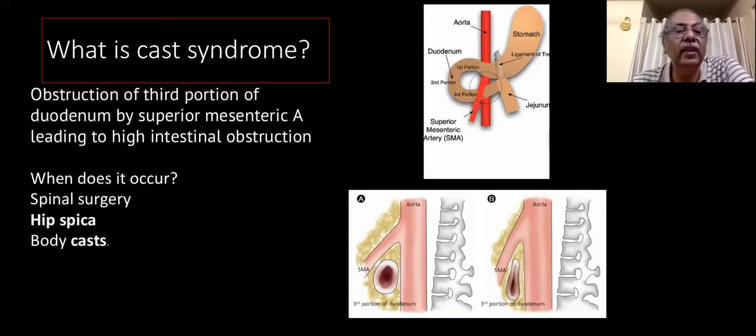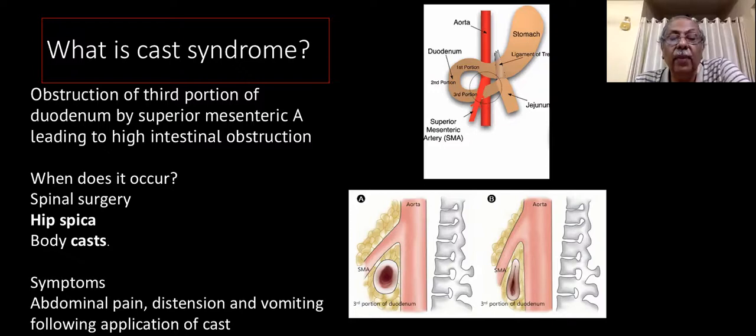Cast syndrome, when does it occur? Following immobilization in a spica or body cast after spinal surgery. Symptoms are usually abdominal pain, distension, and vomiting following the application of the spica. So the best thing is you admit the patient for at least 24 hours after putting a spica or a spinal jacket or a body cast.